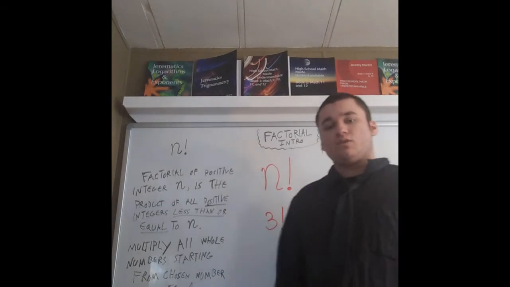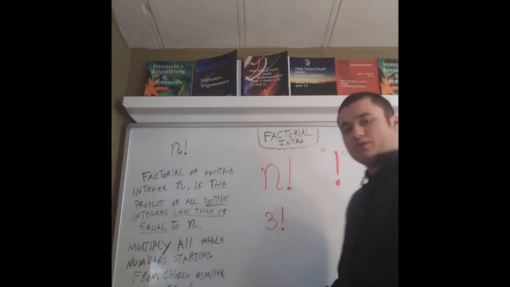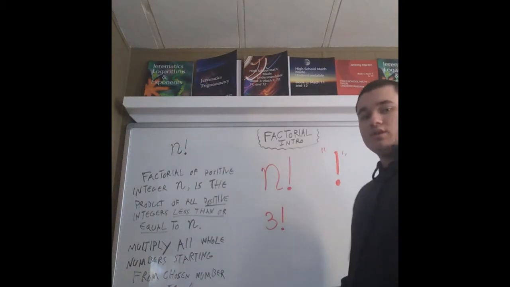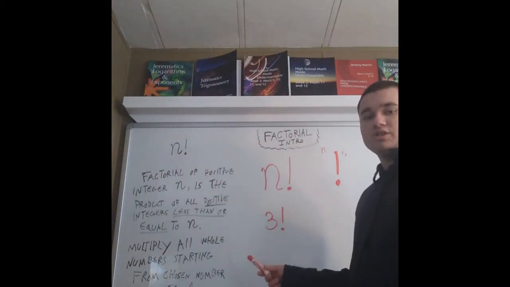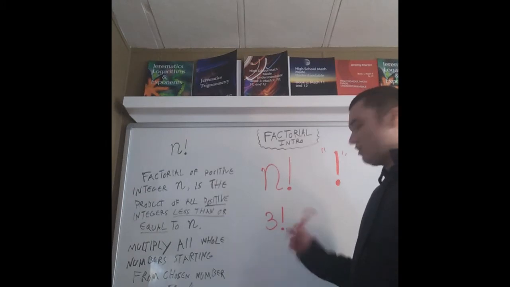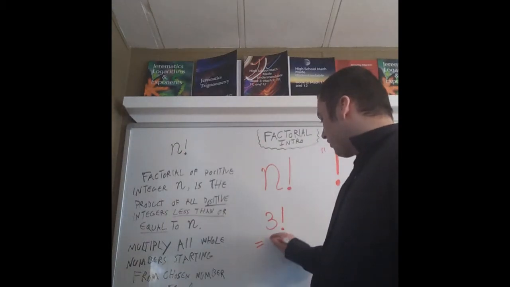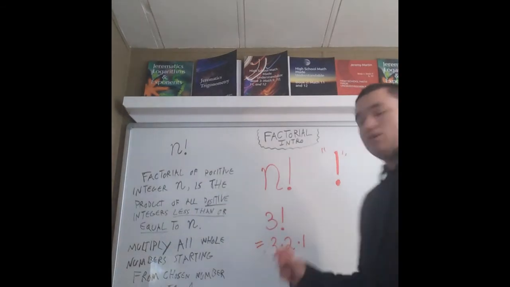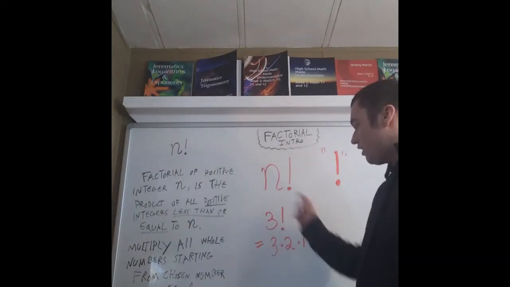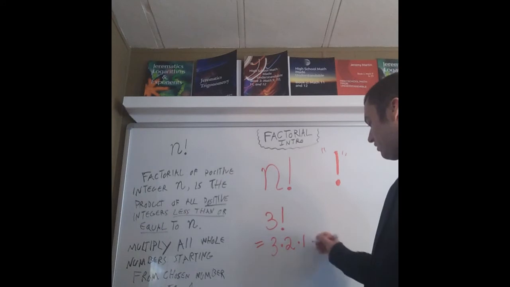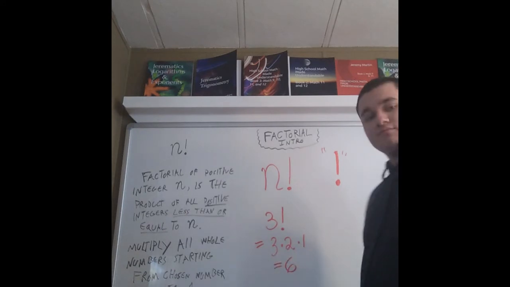The first example I'm going to give you is 3 factorial. What do we do with 3 factorial? The definition of a factorial is the product of all positive integers less than or equal to 3 all the way to 1. So, 3 factorial is equal to 3 times 2 times 1, because you multiply all of the whole numbers between 1 and the number in front of your factorial symbol. So 3, 2, 1. So 3 times 2 times 1 is equal to 6. So 3 factorial is 6.